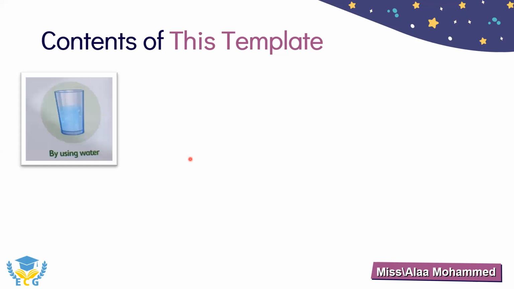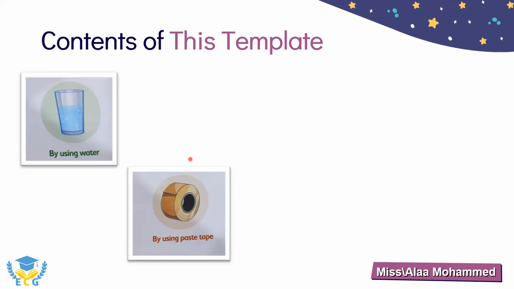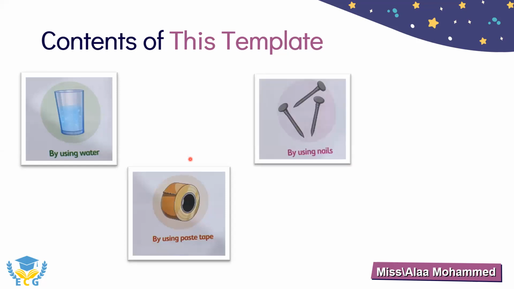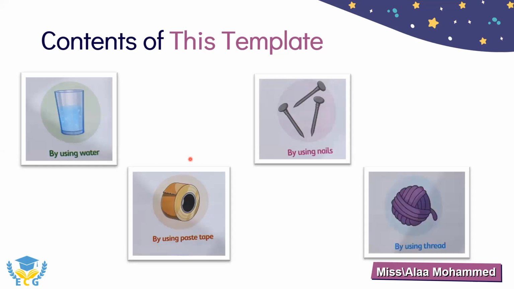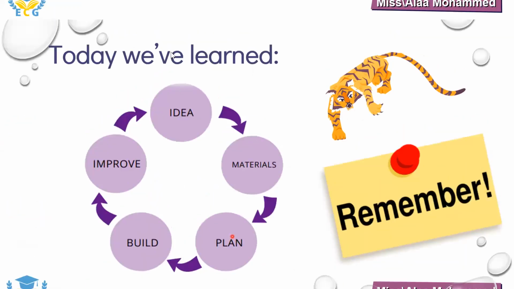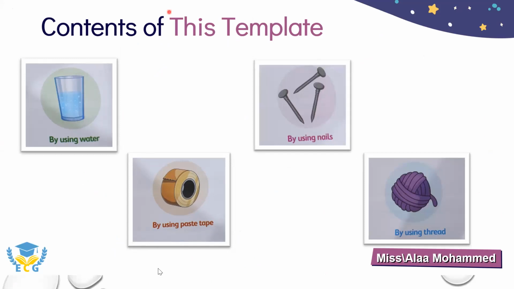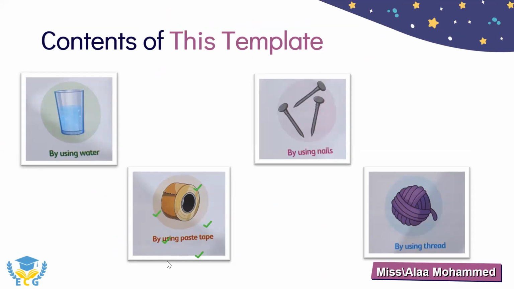What are these? We can repair the book by using water, by using tape, by using nails, or by using thread. Omar, you tell me, can we use water? No, we can't. Excellent. Can we use the nails? No, of course not. Can we use the thread? How can we do that? We can use the tape, and that's right. Excellent, my dear. So the right thing is to use the tape and glue. Thank you so much.